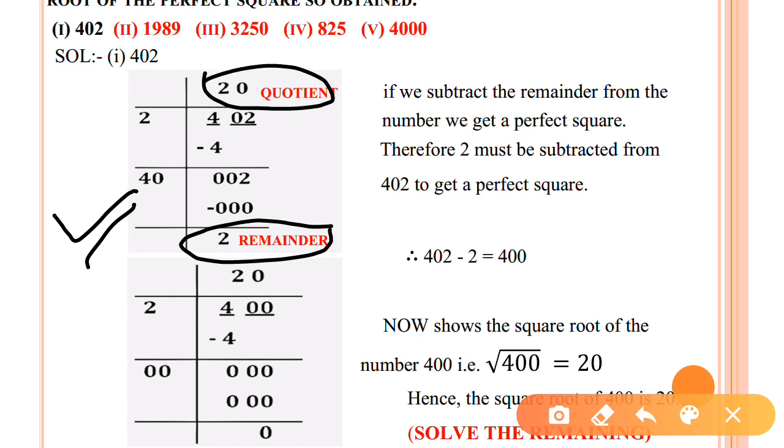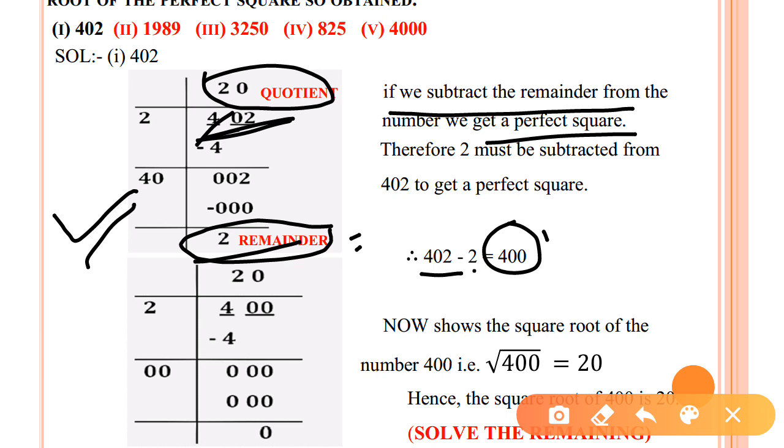We are looking for a perfect square number, that is, a number that has remainder 0 using the long division method. So if we subtract the remainder from the given number, 402, we will get a perfect square. If I subtract the remainder, 2, from 402, we get 400.